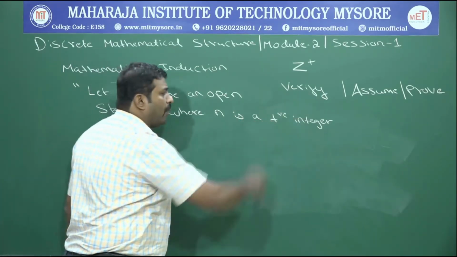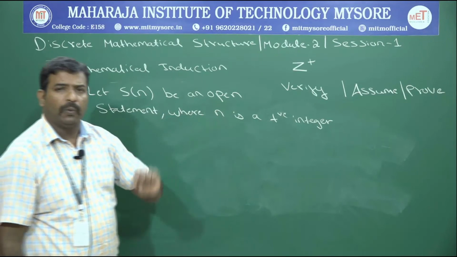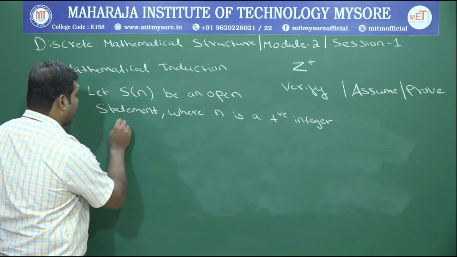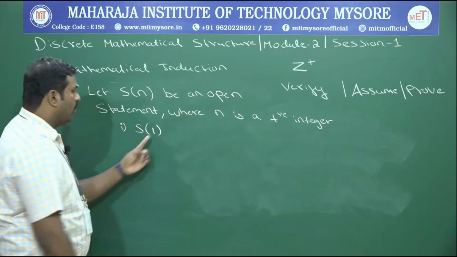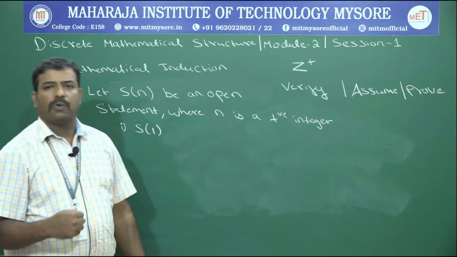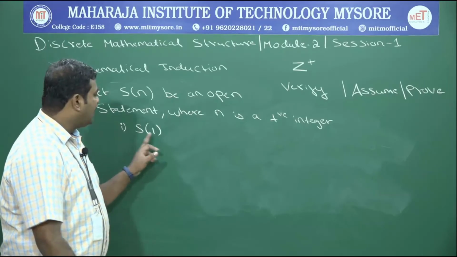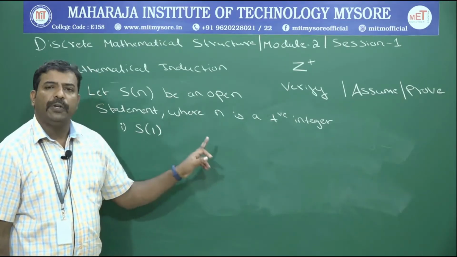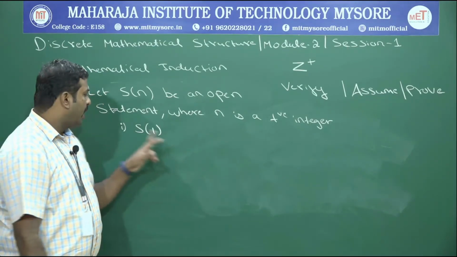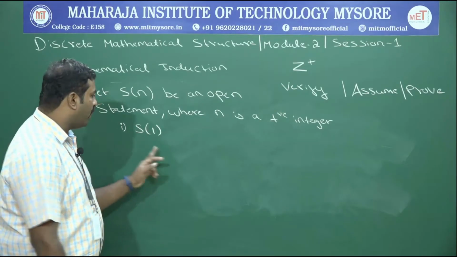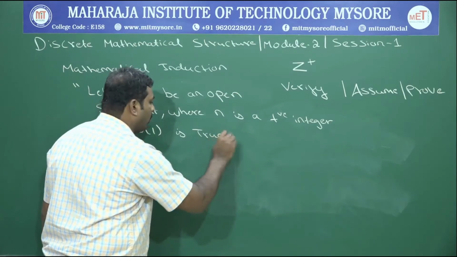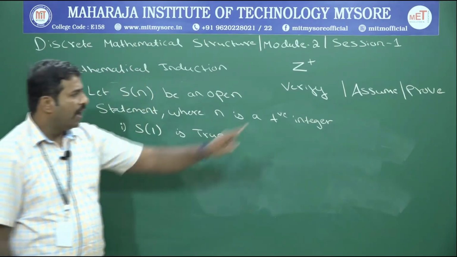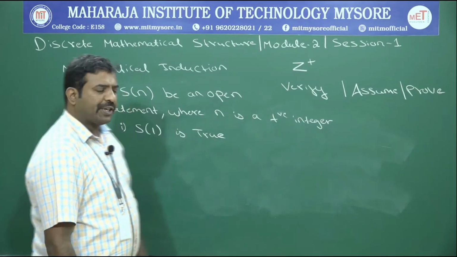The 3 conditions I have put here are verify, assume and prove. The very first condition is for S of 1, the first object I am going to pick. For S of 1, it should be true. It should hold true. Hence, I say S of 1 needs to be true. So S of 1 is true. Hence verified. Hence the verify step is done.